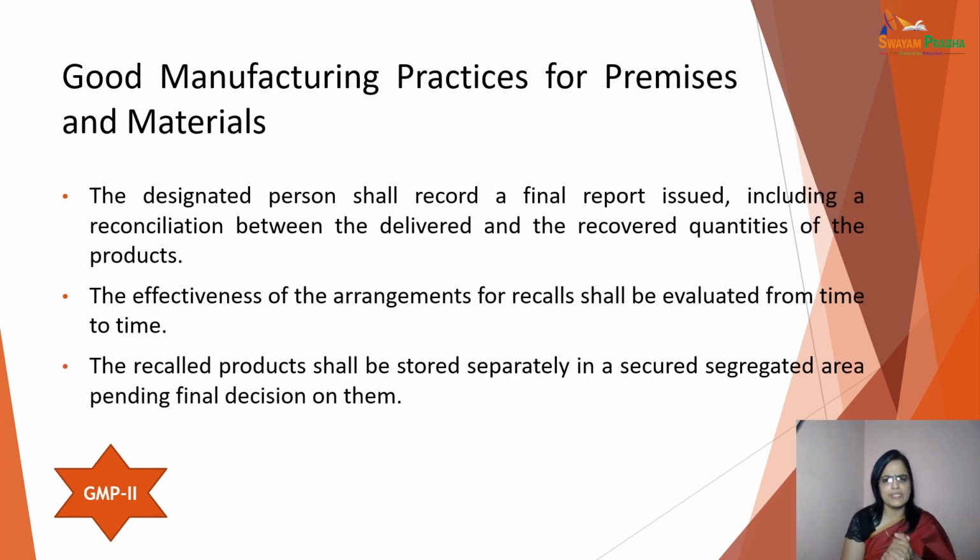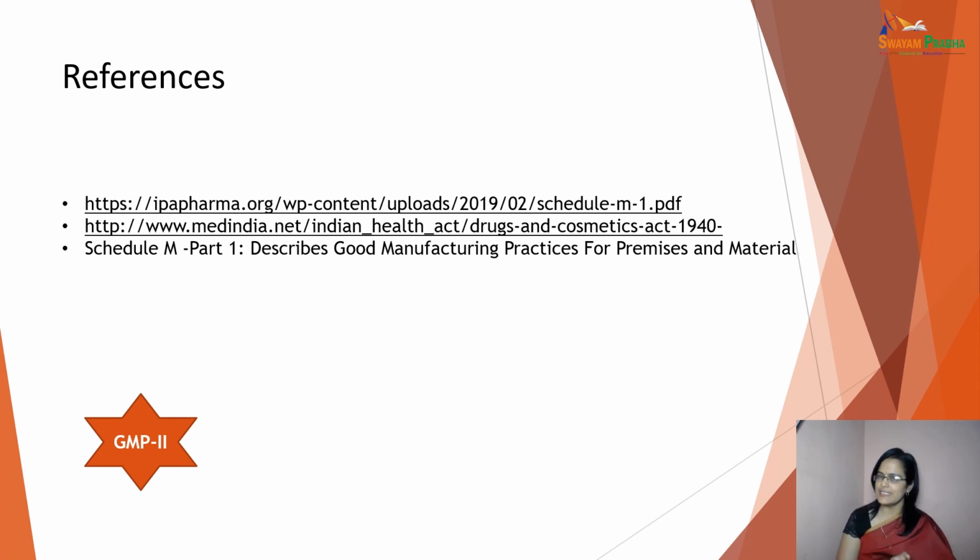The designated person should record the final report issued, including reconciliation between the delivered and the recorded quantity of the product. The effectiveness of the arrangement for recall should be evaluated from time to time, and the recalled product shall be stored separately in a secured, segregated area pending a final decision on it. So dear students, these are the references, and just go through them.